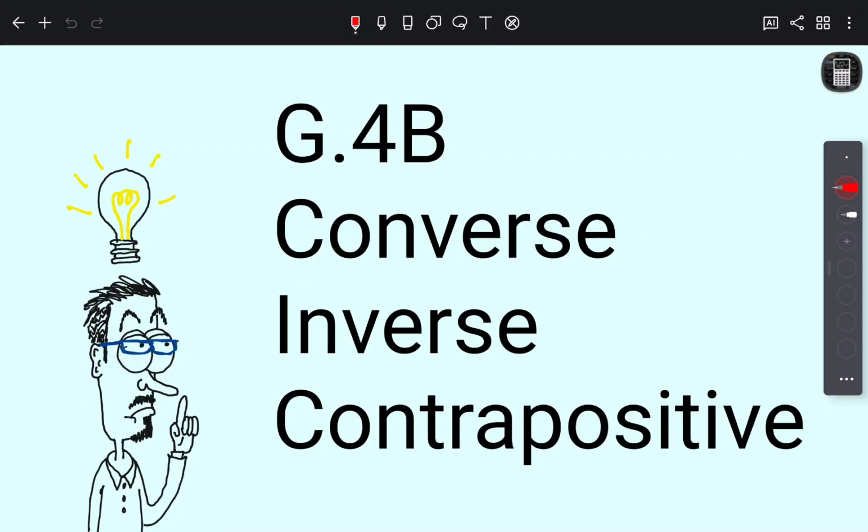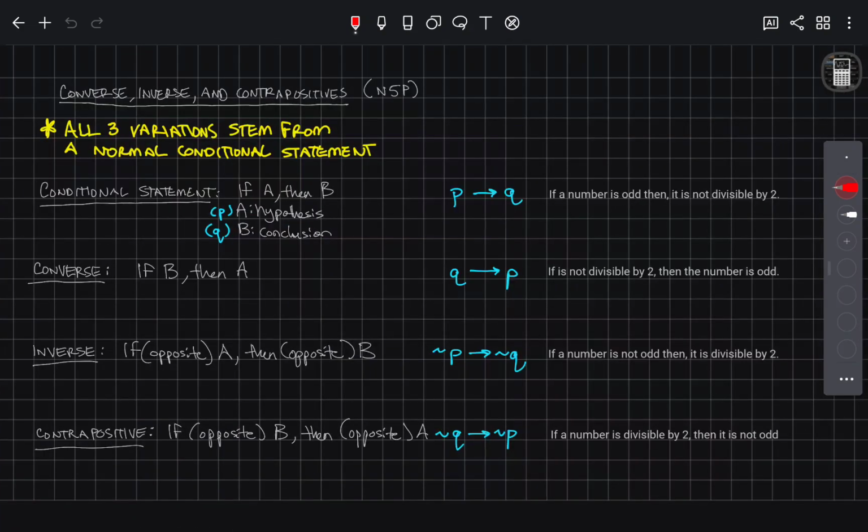Converse, inverse, contrapositive. Three vocabulary words associated with a standard conditional statement. There's quite a bit to talk about here. Converse, inverse, and contrapositives are all variations, switches and changes upon a given conditional statement. If A, then B. That's the normal, regular conditional statement.